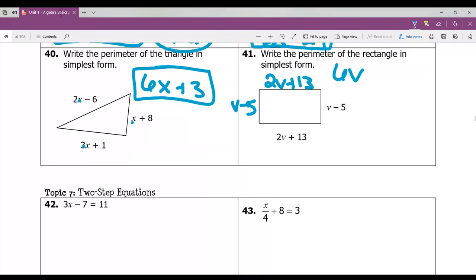13 plus 13 is 26. Negative 5 but negative 5 is negative 10. 26 minus 10 is 16. Okay. If you wanted to, you could list all those out and match up your terms. I just kind of did it in my head.